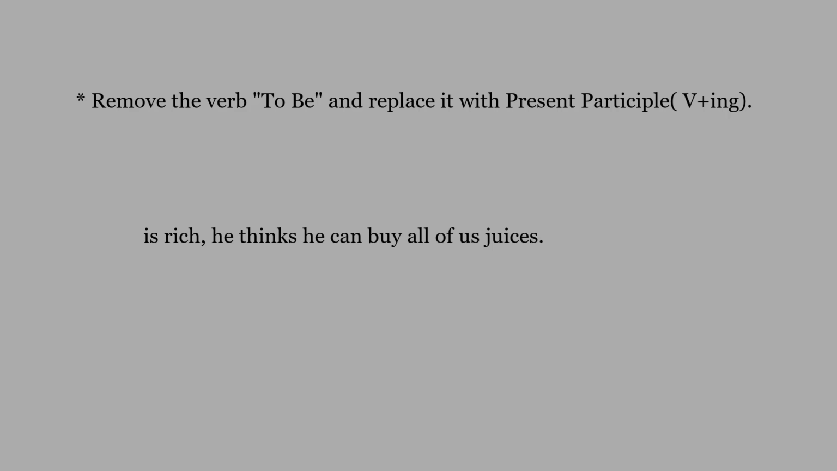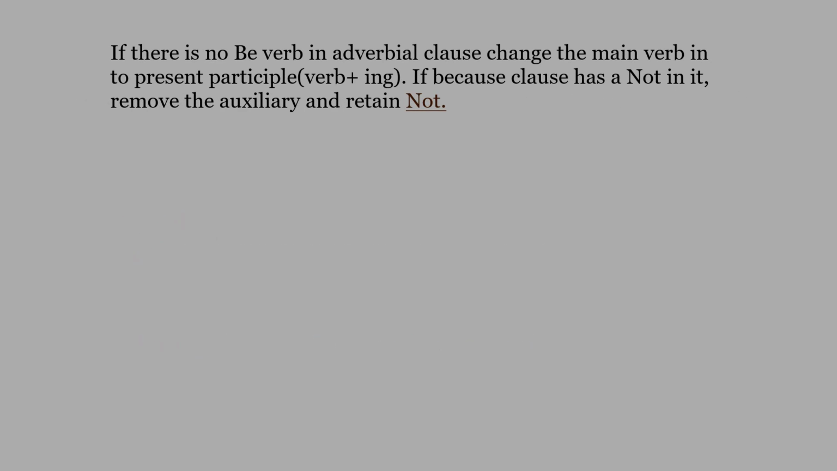Next step, remove the verb to be and replace it with the present participle. What is a present participle? Verb plus ing. Here, I omit is and change it to the present participle. Look here, being rich, he thinks he can buy all of us juices. Here my sentence changes from formal to less formal. Keep in mind, if there is no be verb in the adverbial clause, change the main verb into the present participle, meaning verb plus ing. If the because clause has a not in it, remove the auxiliary and retain not.